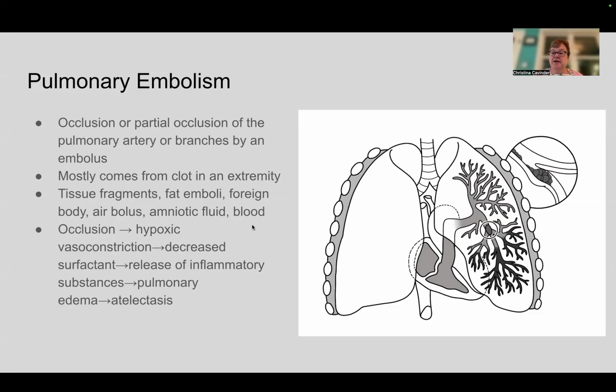It can be tissue fragments, it could be a fat emboli, it could be a foreign body, air embolus, amniotic fluid, or blood. And then again, that's going to cause that clot formation, causes the occlusion. So then you have hypoxic vasoconstriction and decreased surfactant production. You have increased inflammation, causing that pulmonary edema and then atelectasis. So extremely difficult breathing.